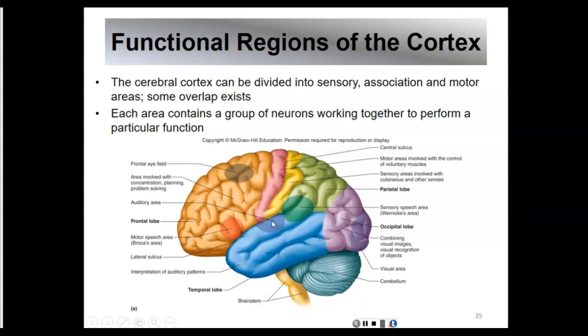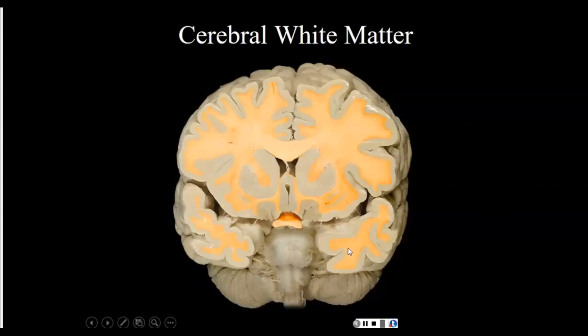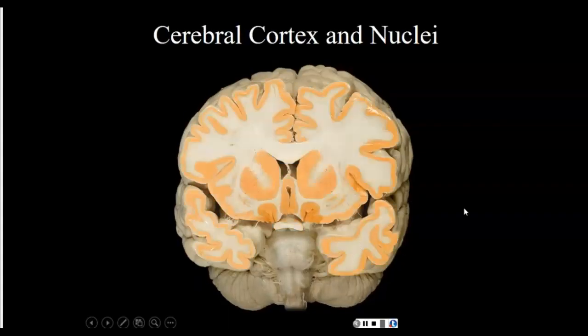is the auditory area, and speech, our sensory area, is right next to it. We also have back here the visual area in the occipital lobe. We have a concentrated visual area. Here's our white matter, gray matter or cerebral cortex, and nuclei, which are these areas deep inside.